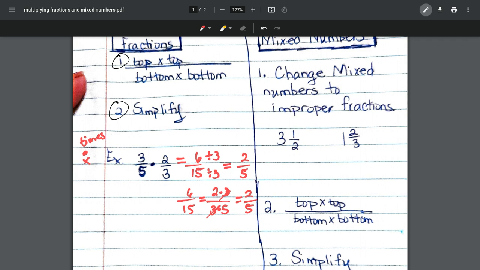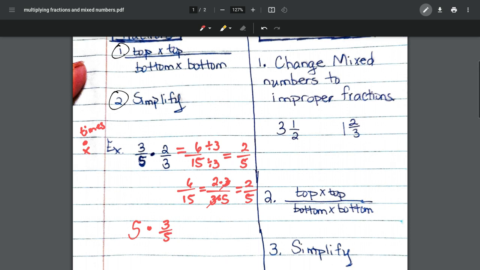Now, if you had something like 5 times 3/5, 5 is a whole number, but in the video, it'll tell you if you see a whole number, just place it over 1 and then times 3/5. And I can do the top. Top times top is 15. And then bottom times bottom, 1 times 5 is 5.